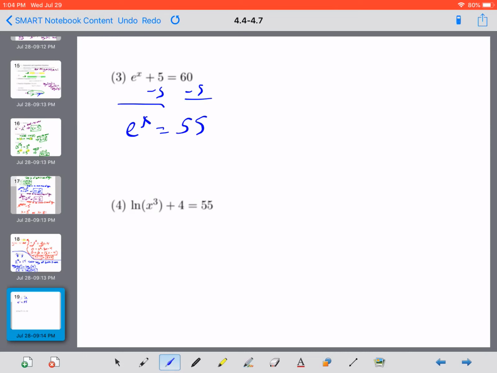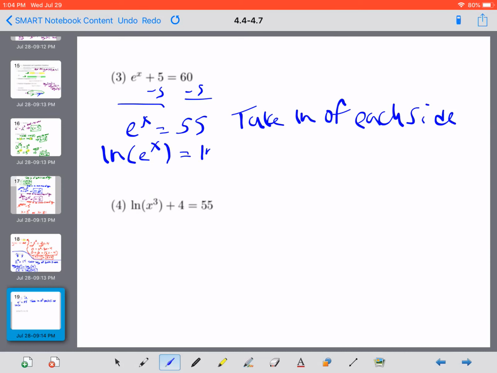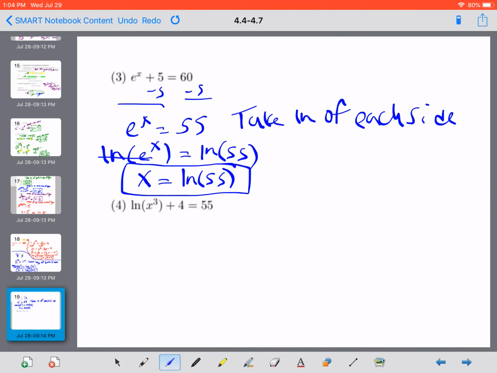And now to get that x out of the exponent, I can take ln of both sides. And again, we're using ln, log base e, because the base of my exponent is e. That's why we did log base 2 in the last example, because my base was 2. Now my base is e, so I'll take log base e, or ln of both sides. So I get ln of e to the x is equal to ln of 55. These cancel out, and I'm left with x is equal to ln of 55. It's not going to be a nice number, but it's still a solution.